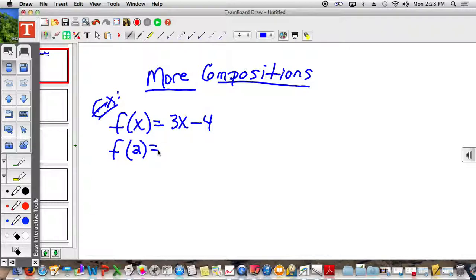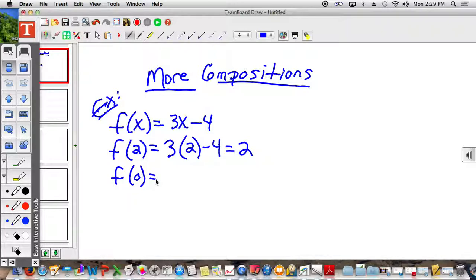What do you have to do? I have to take that 2 and put it in for x. So I'm going to rewrite the function and replace x with 2. So we have 3 times 2 minus 4. 3 times 2 is 6, minus 4 is 2. What about f of 0?